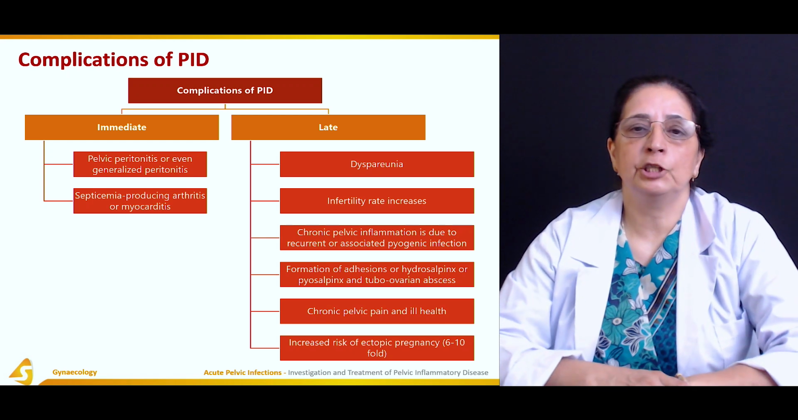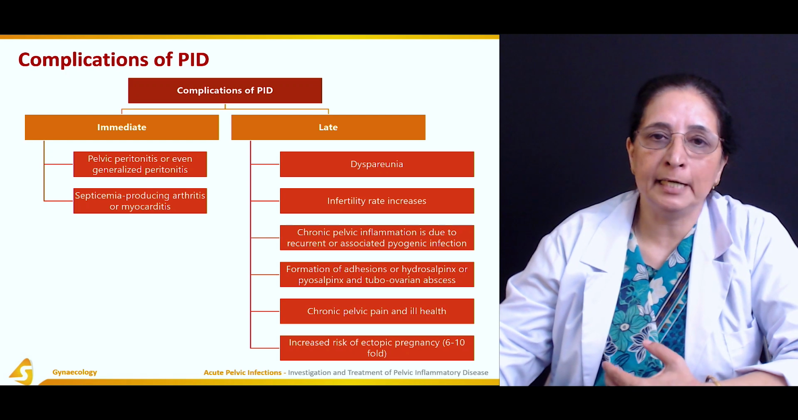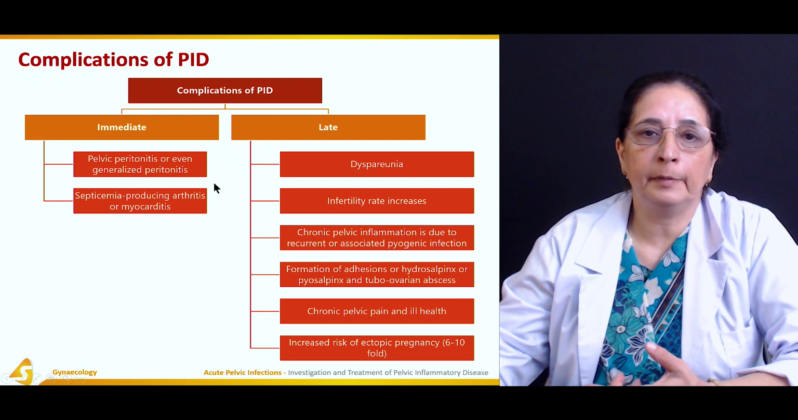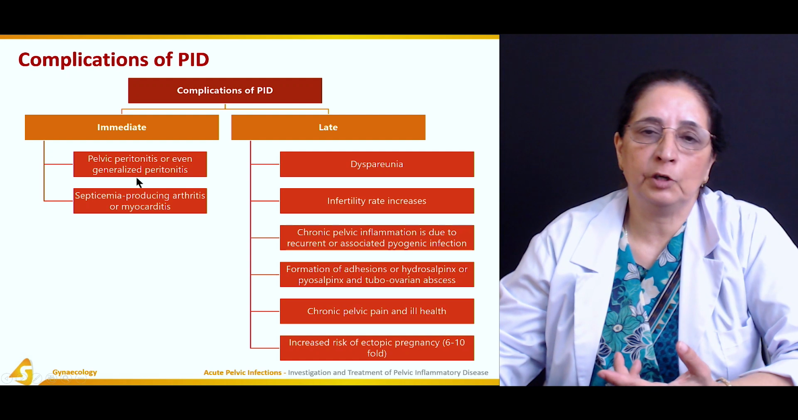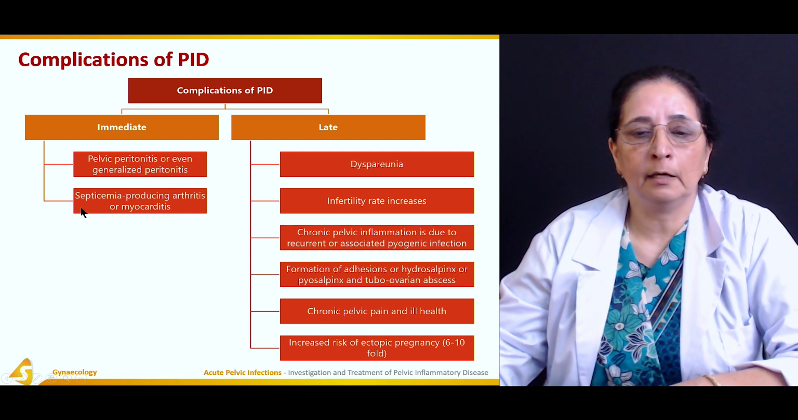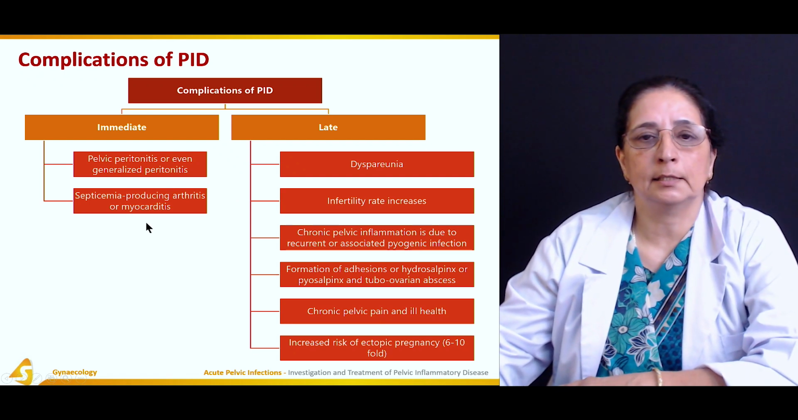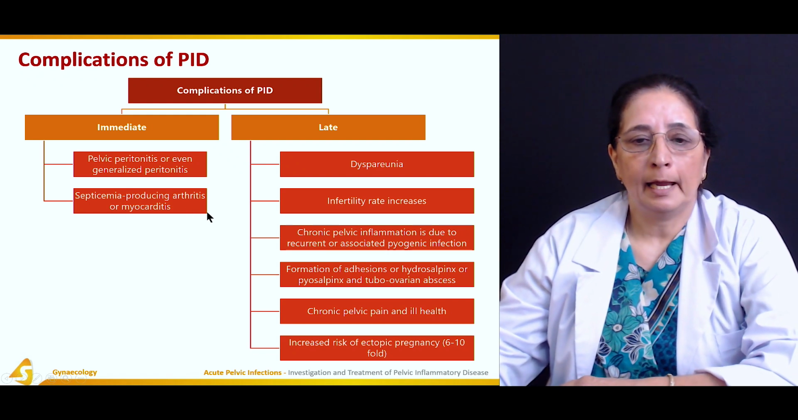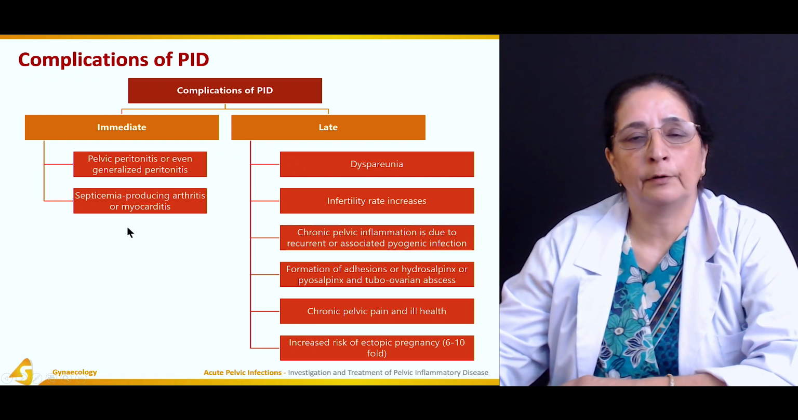Next, some complications of pelvic inflammatory disease. They are divided into immediate complications and late complications. The immediate complications are peritonitis, pelvic peritonitis or generalized peritonitis, or septicemia, which can lead to arthritis or myocarditis. Arthritis is inflammation of the joints, and myocarditis is the inflammation of the myocardium of the heart.